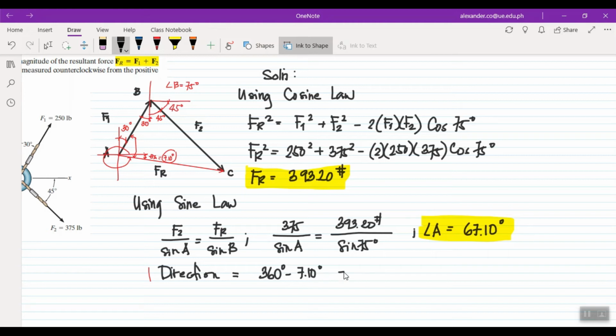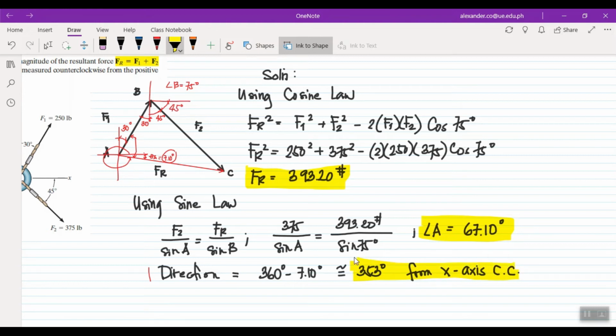So, ang final answer natin, teka, 360 minus 7.1 is roughly 353 degrees from x axis counterclockwise. So, yun po yung final answer natin. So, dalawa ang hinahanap na sagot.